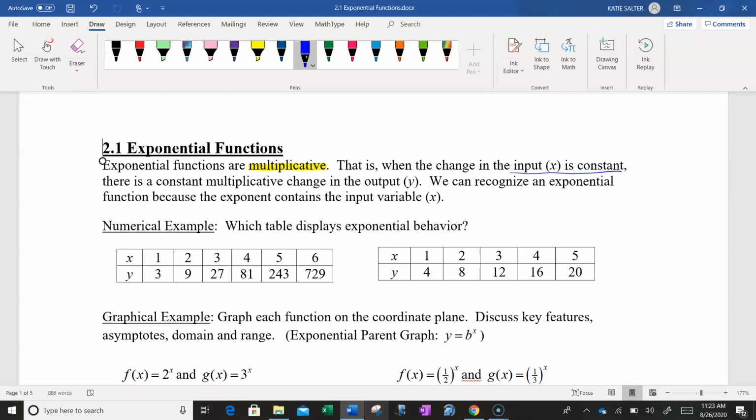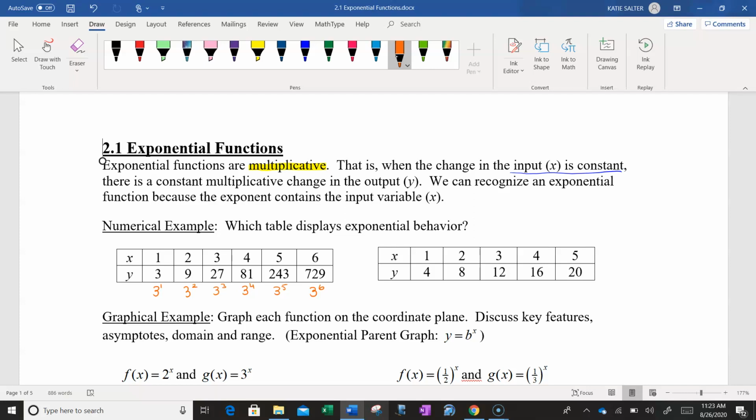So looking at our first example, we can see that we go 3, 9, 27, 81, 243, 729. Well, what I recognize there is that to get from one term to the next term, we are multiplying by 3. So it's like this one's 3 to the first. This is 3 squared. This is 3 cubed. This is 3 to the fourth. This is 3 to the fifth, and then 3 to the sixth, because we multiply by another 3 each time.